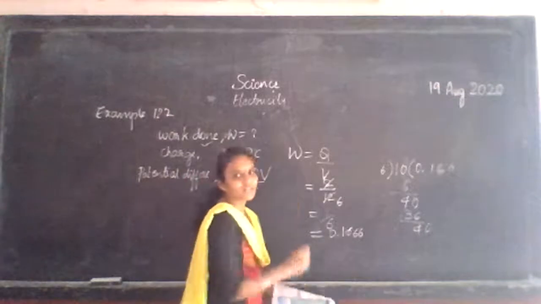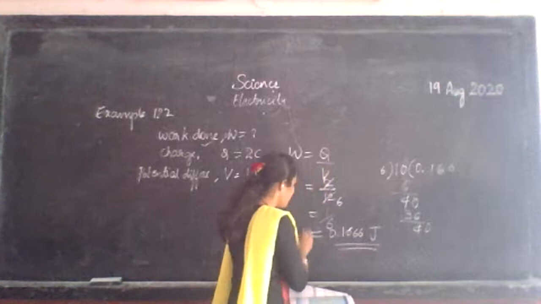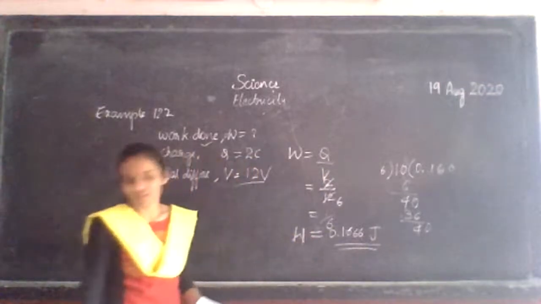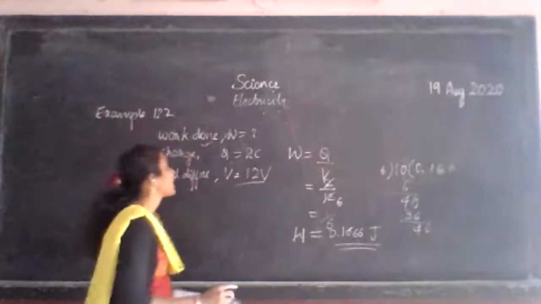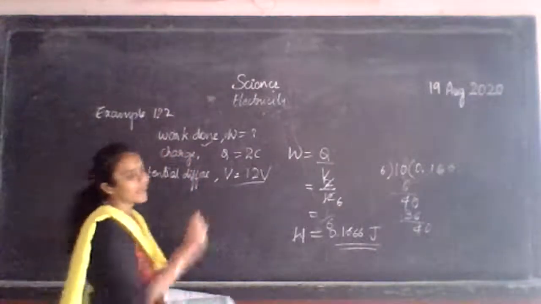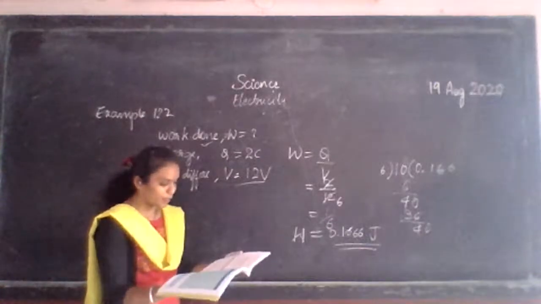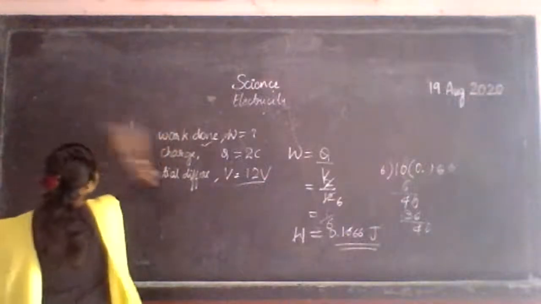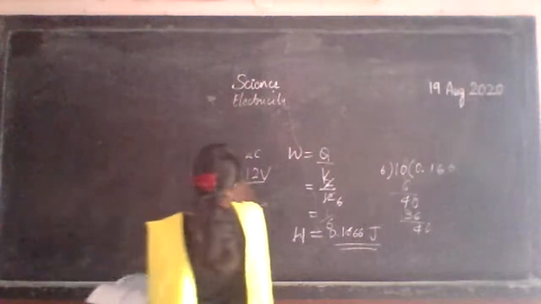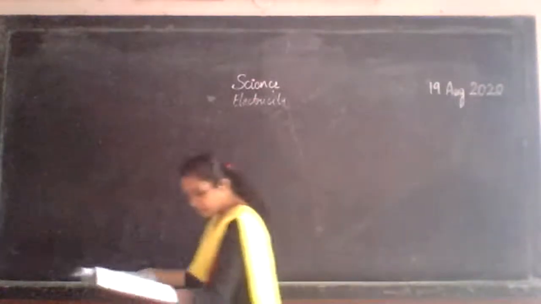And now what is the work done? Unit of work done is joule. So work done is equal to 0.166 joules. So this is the solution for this question. So they had asked you to calculate the work done and you have calculated the work done. This is how you solve the problem 12.2. And now let me move on.